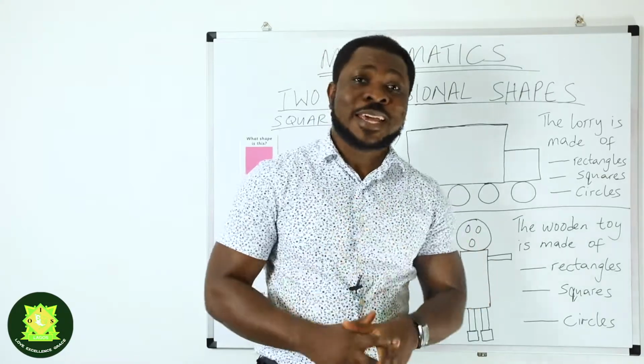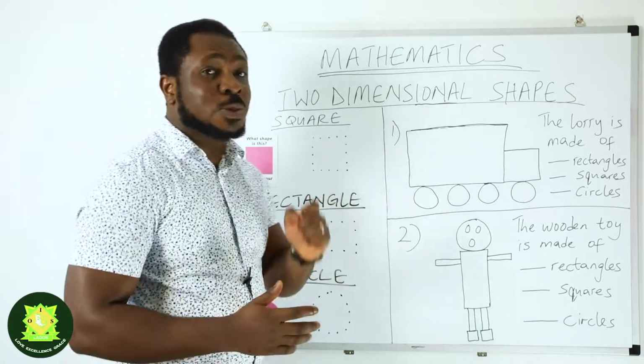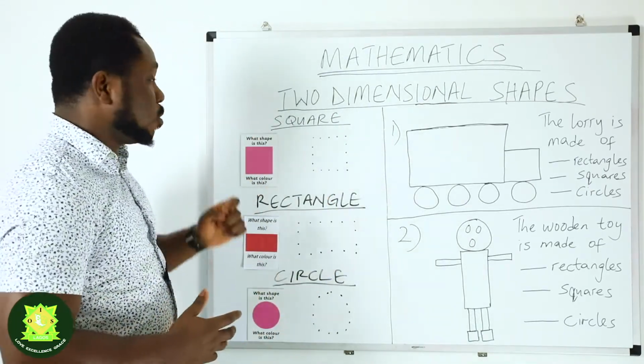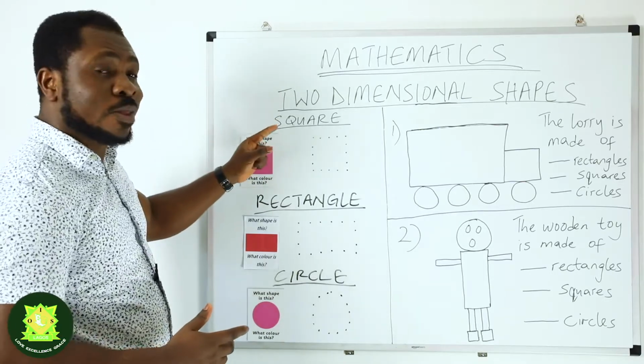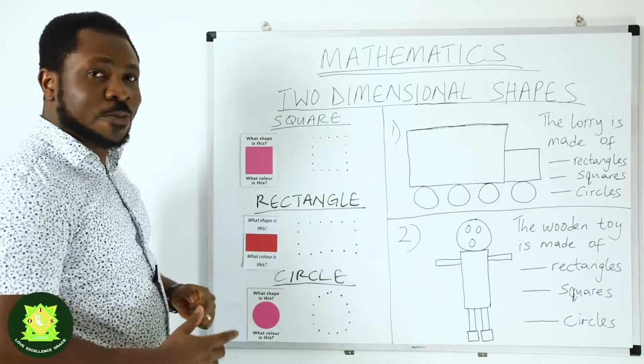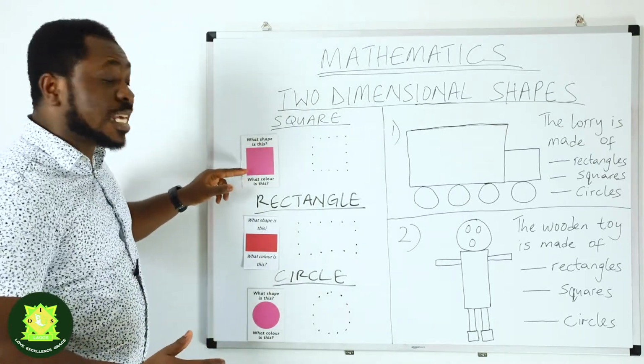Our topic for today is two-dimensional shapes. We are going to learn how to identify and name two-dimensional shapes. We are going to learn how to identify the square, how to identify the rectangle, and how to identify the circle. The square has four sides of the same length.